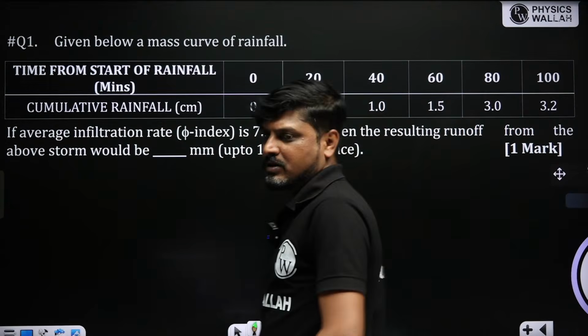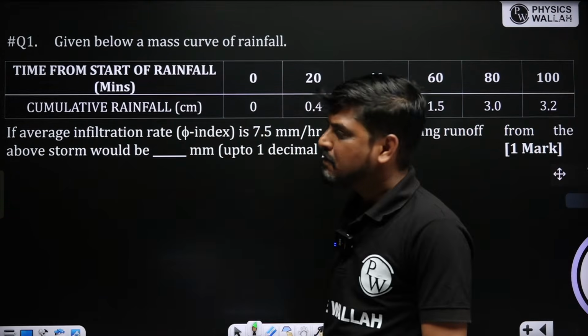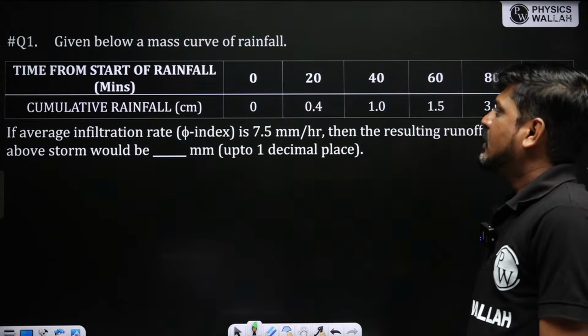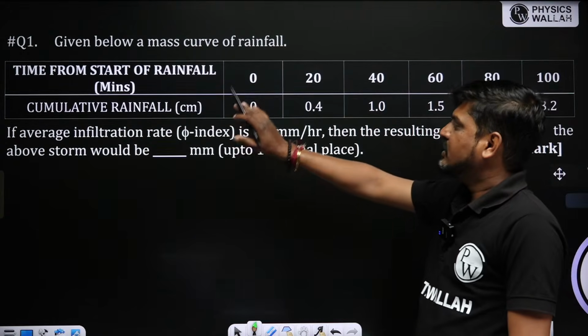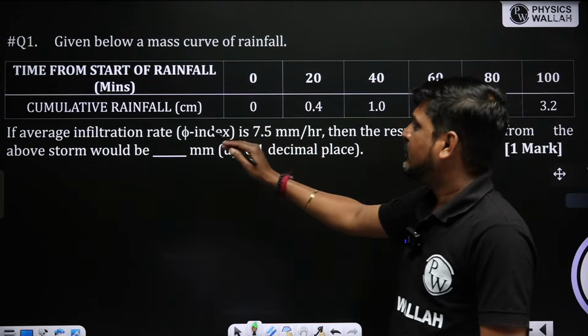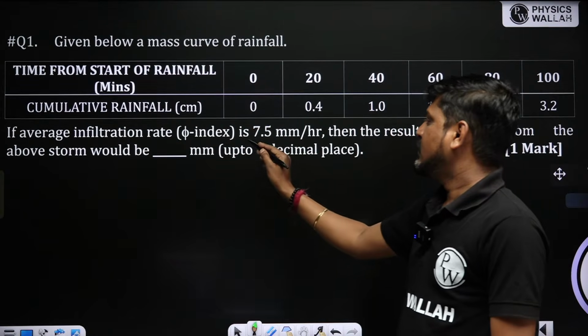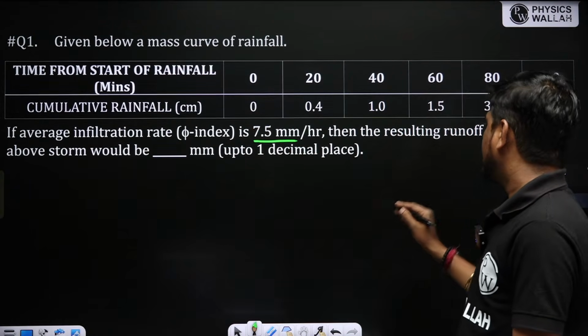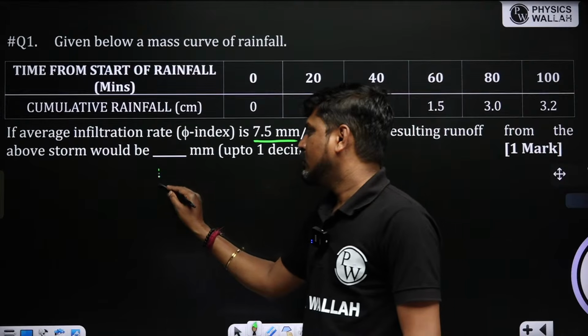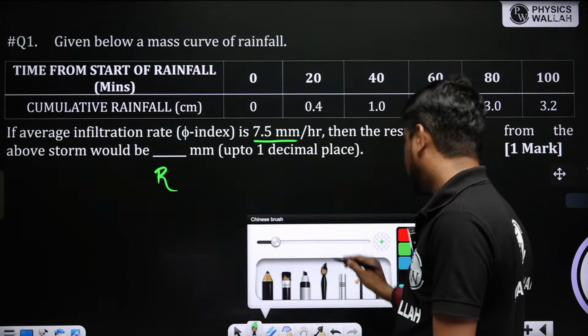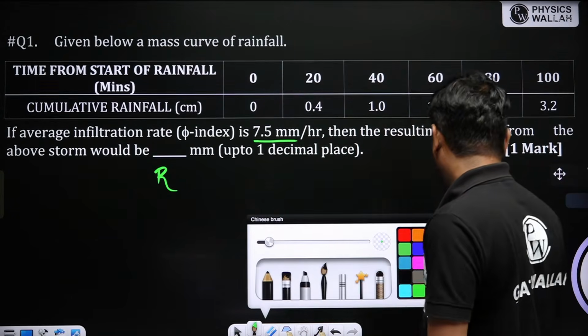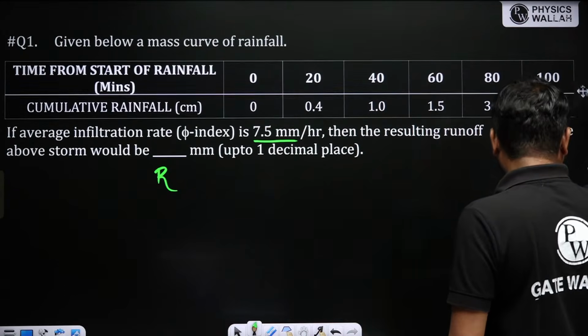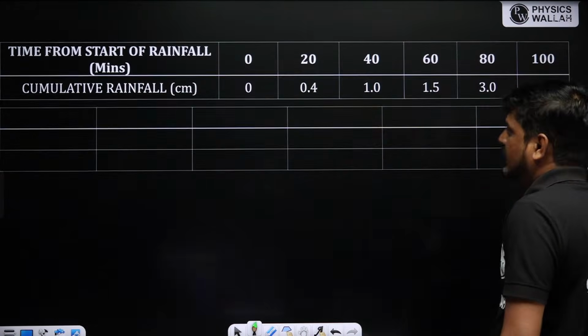So let us see what is the answer for this question. Given below is the mass curve of rainfall. So mass curve data is given, you can see. Cumulative rainfall is given, time is given. Average infiltration rate, phi index value is given. We are supposed to find out the runoff value. A simple question. So first let us see the solution of this question.